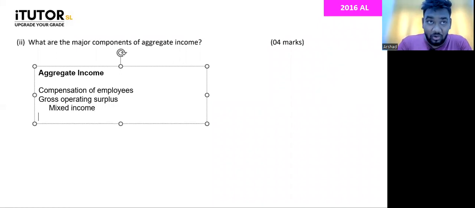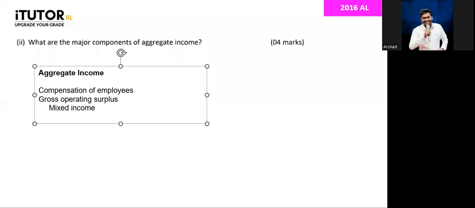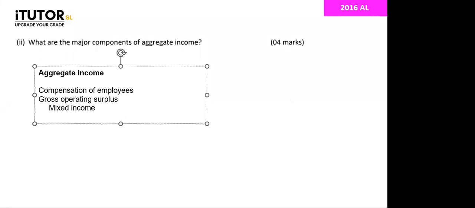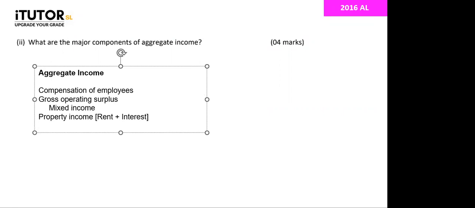separately. Right, now even now, what about this interest and all of that? You can give things like, for example, property income. So property income will include rent plus interest, right? This is property income. And you can also talk about government income, right? So remember, government earns other taxes on production, less subsidies. You can give something like that.